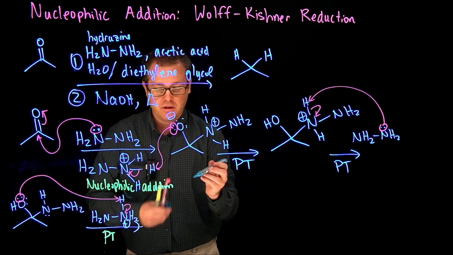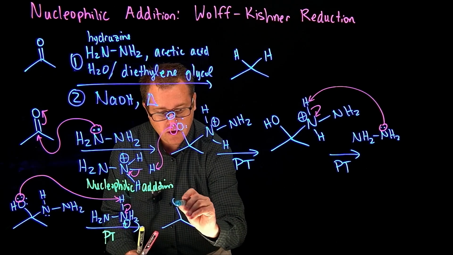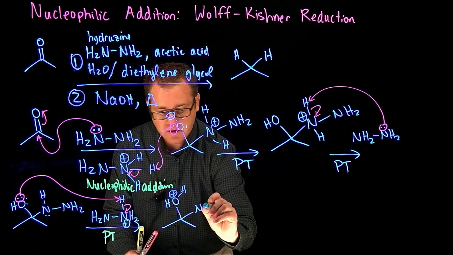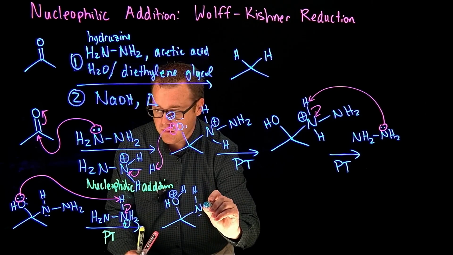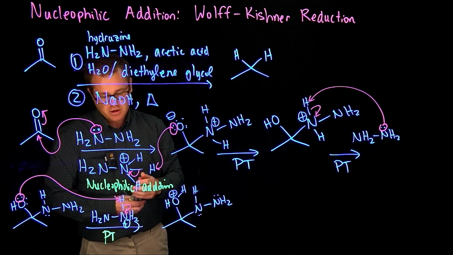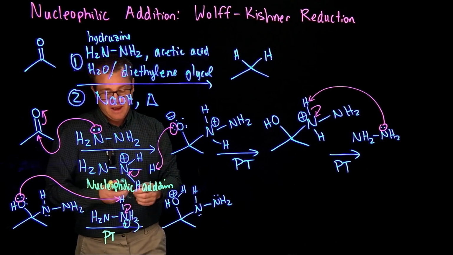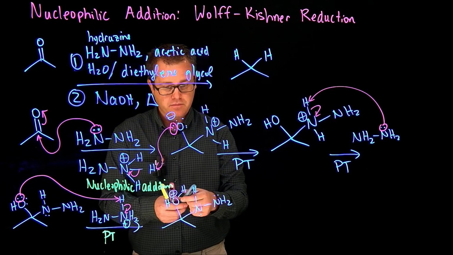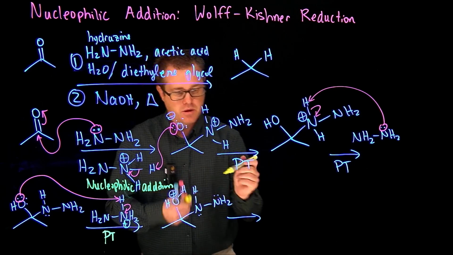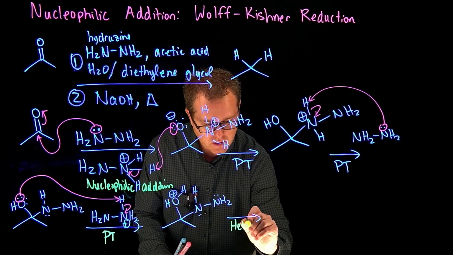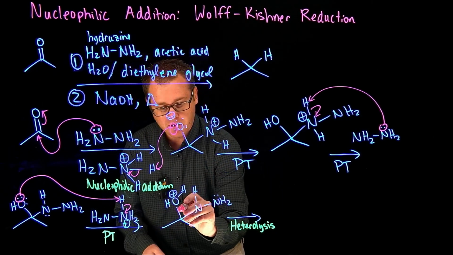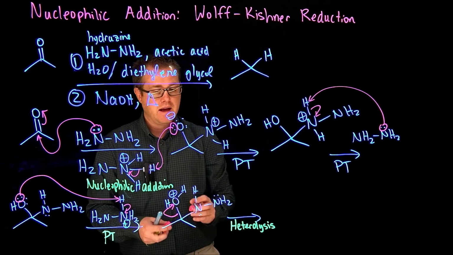So what have we done? We've converted the alcohol into a better leaving group. So that's going to be positively charged. And H2 like that. Now it's a good leaving group, so we would do a heterolysis step. And what does that look like? Well, the leaving group can leave like that, heterolysis step.